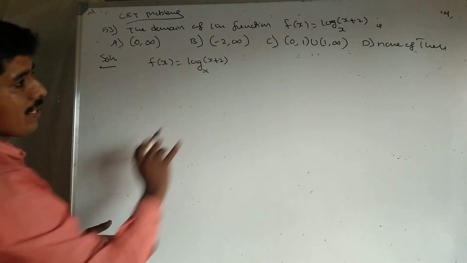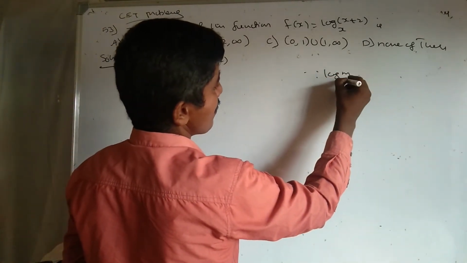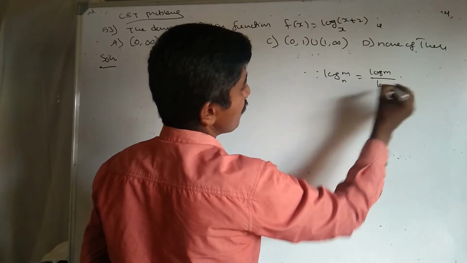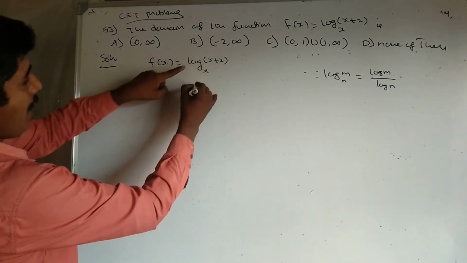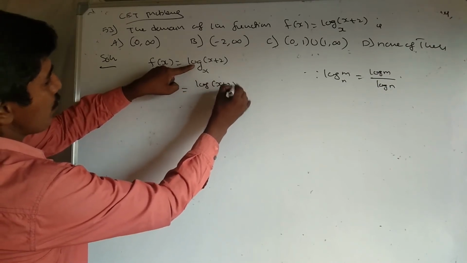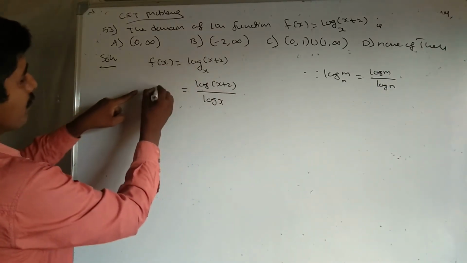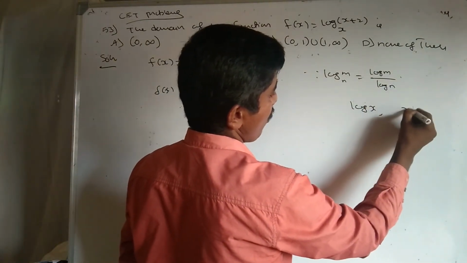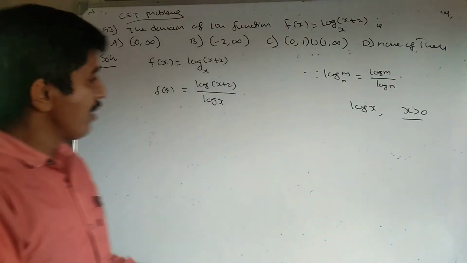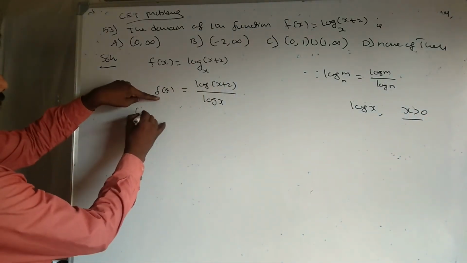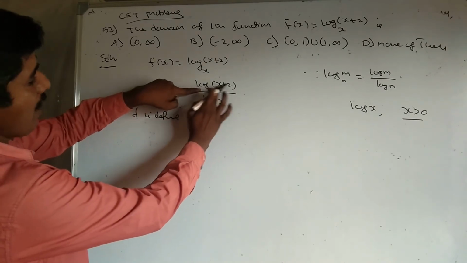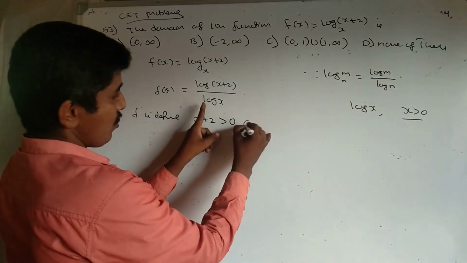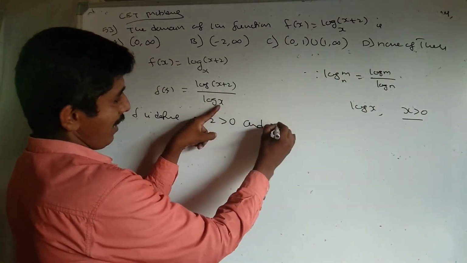Here we have the formula: log m base n can be written as log m divided by log n. So this can be written as log of x plus 2 divided by log x. Clearly, the log function is defined when the domain value is greater than 0, so the function is defined. What about log of x plus 2? Here x plus 2 must be greater than 0. In the denominator also, x must be greater than 0.